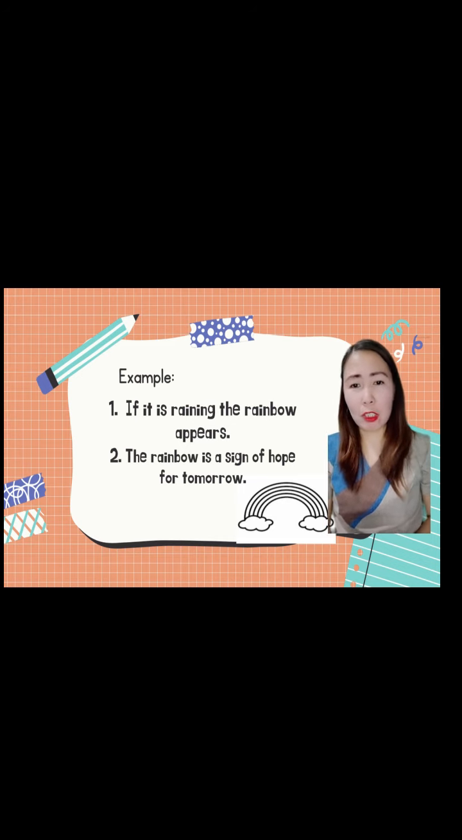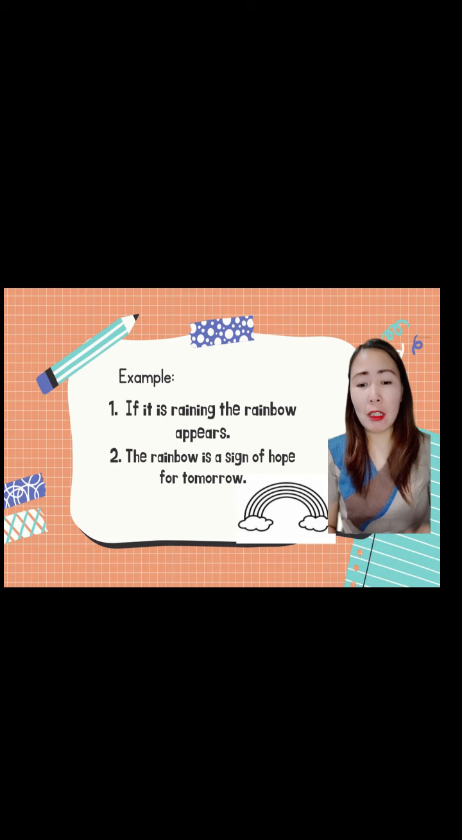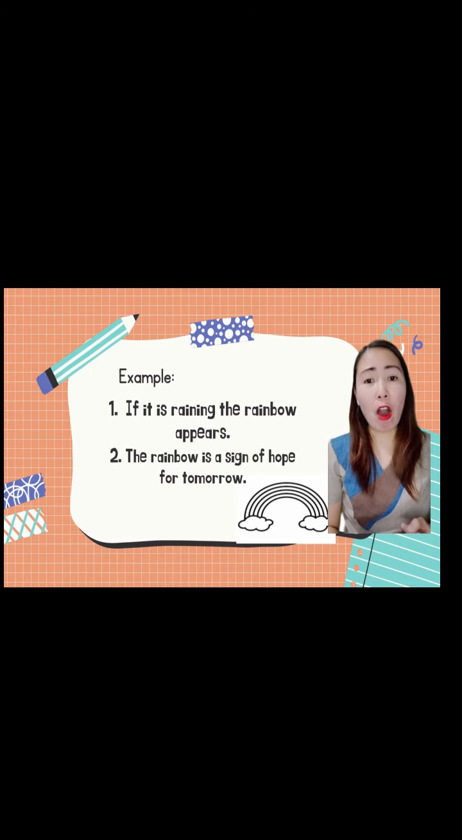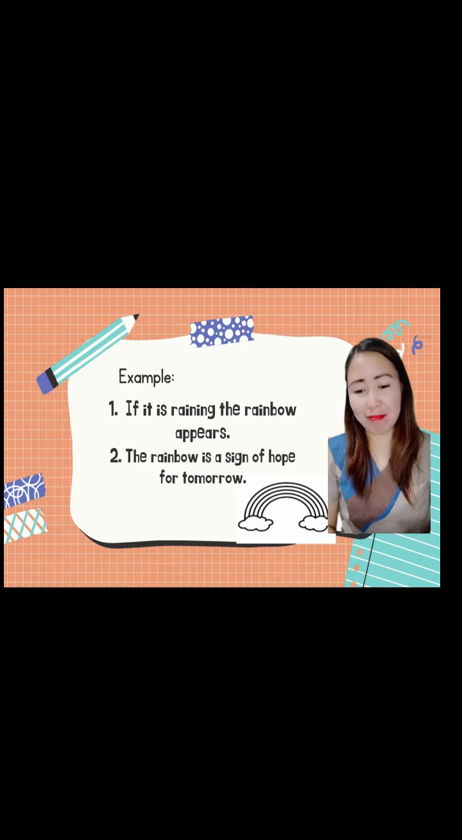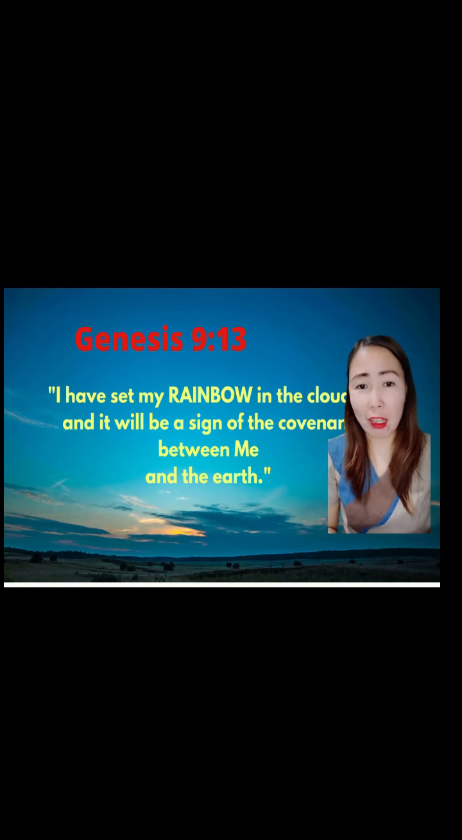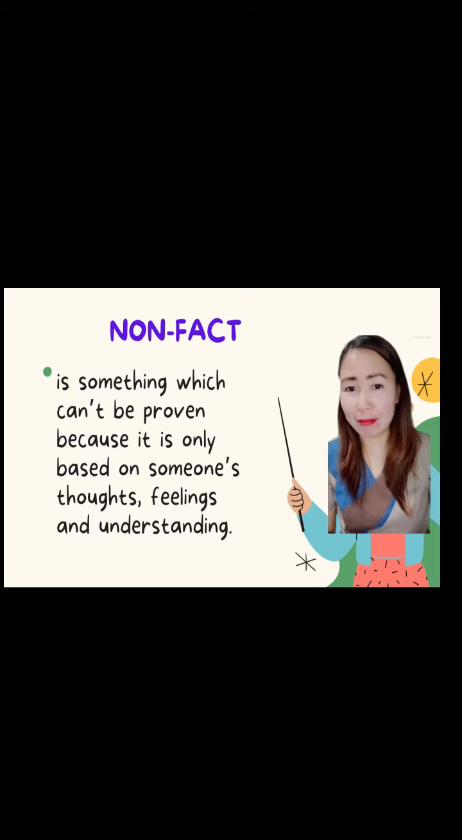For example number 2, yes, it is also a fact because it is present in the Bible and it happened 1,000 years ago. Some of you know about the story of Noah and the big flood, where after the flood, they saw a rainbow appeared, and that's the beginning of human race and God's covenant with Noah. And it is found in Genesis chapter 9 verse 13.